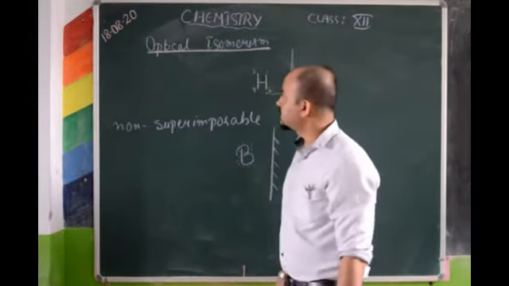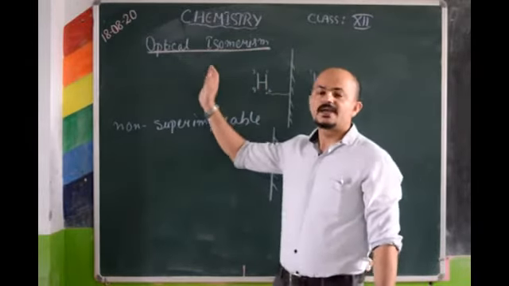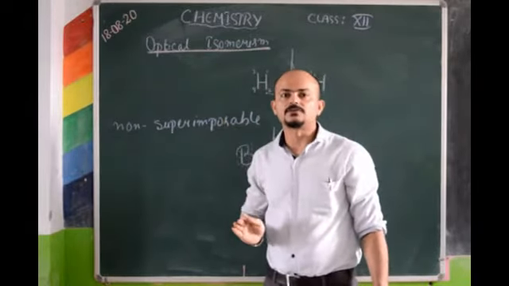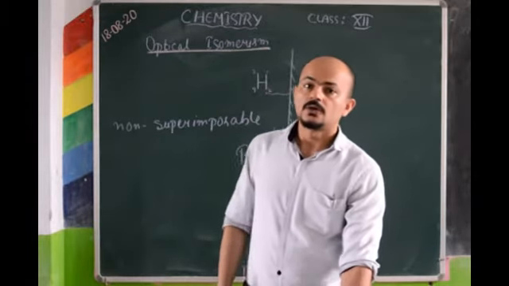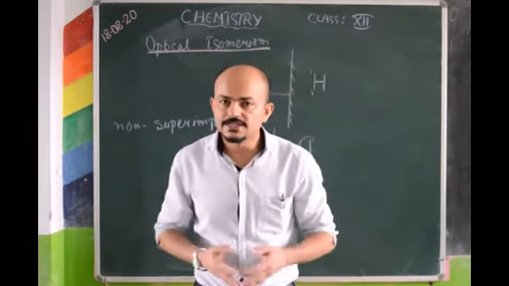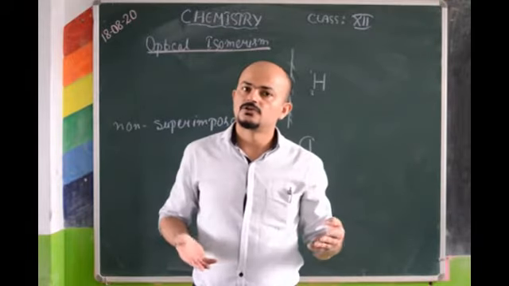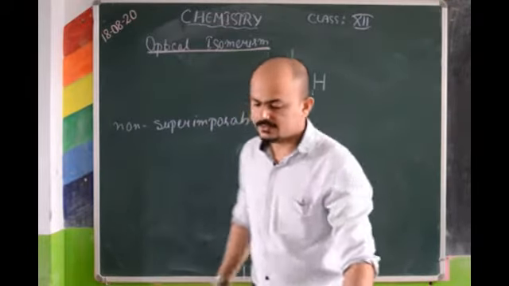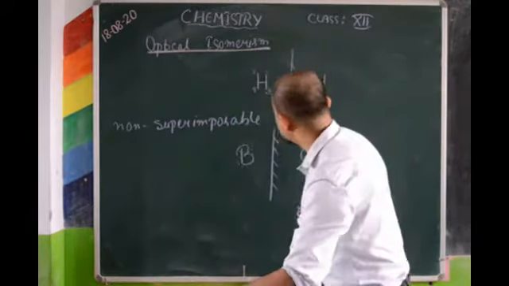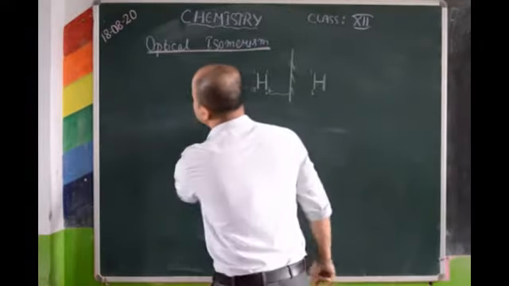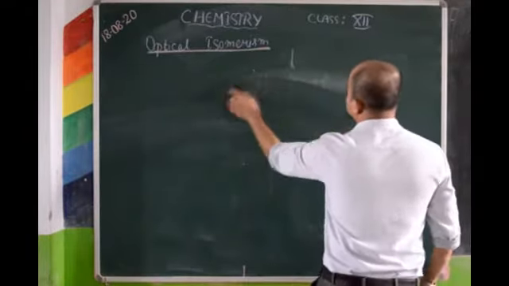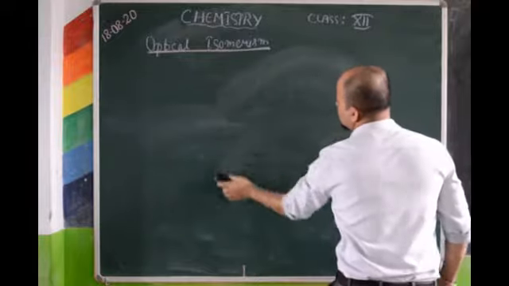Okay? Now let's come to optical isomerism, and here we are discussing coordination complexes. You know about coordination complexes. They can have 4 ligands, coordination number 4, as we discussed in the last video, and they can also have coordination number 6, which is known as what? Octahedral complexes.